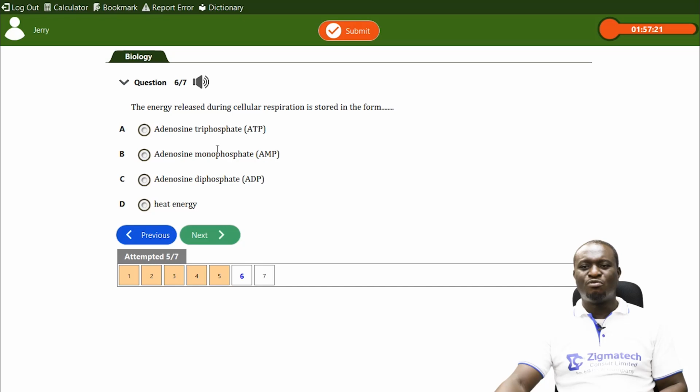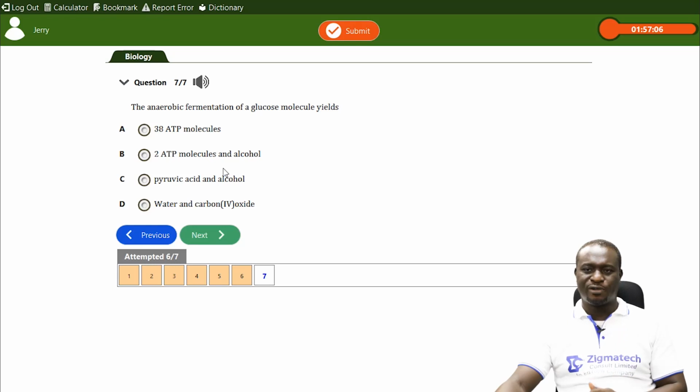And then the energy released during cellular respiration is stored in the form of what? ATP, which is adenosine triphosphate. And then finally, the anaerobic fermentation of glucose molecules yields what? The correct answer is 2 ATP molecules and alcohol. B is the correct option.